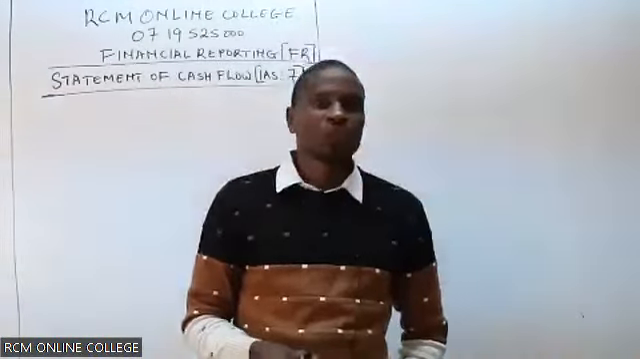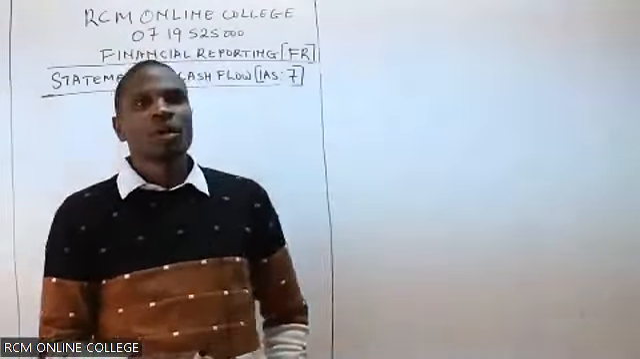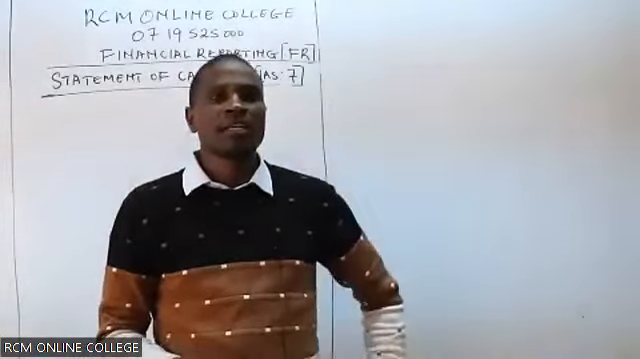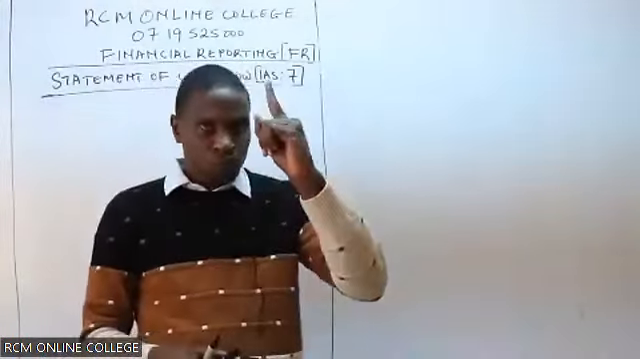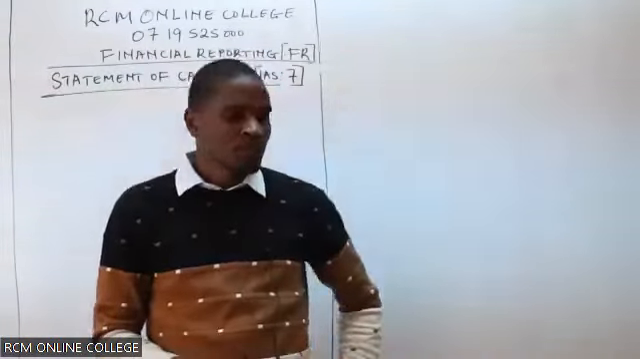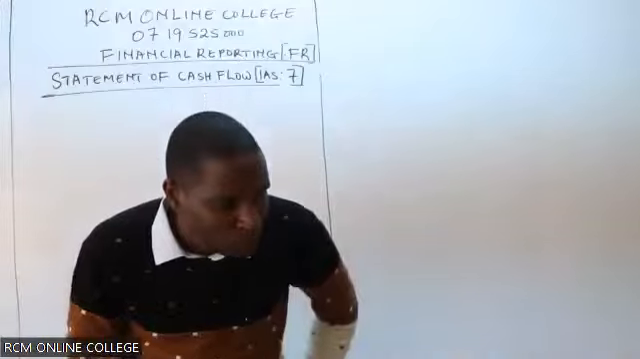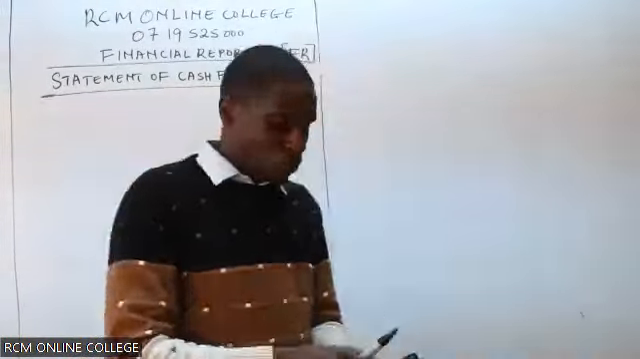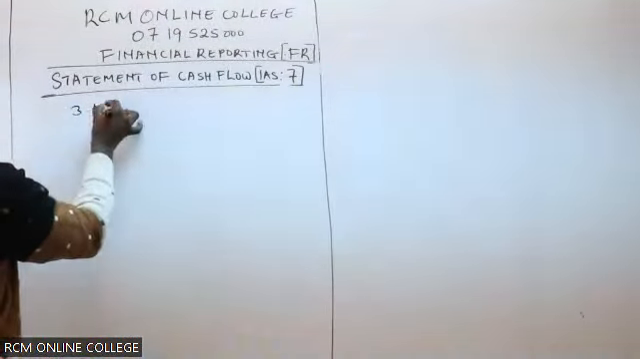Who can mention for us one of the activities under statement of cash flow? Just mention one. Somebody. Come on. Thank you so much, Richard Ocheng. Richard Ocheng has it. So we are saying that we are having 3 activities.